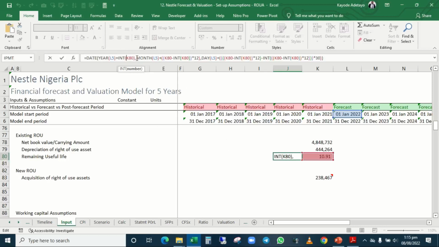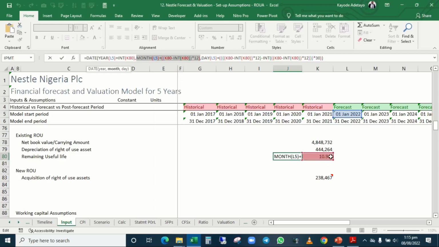Then in a date function, I also use a month, because the next argument for a date function is months. So I also use month and extract the month number from L5, which is January. And I added the months because the 0.91 is what is remaining here.